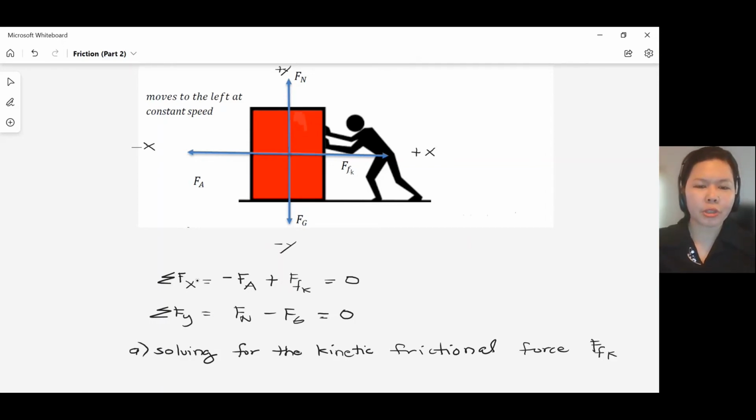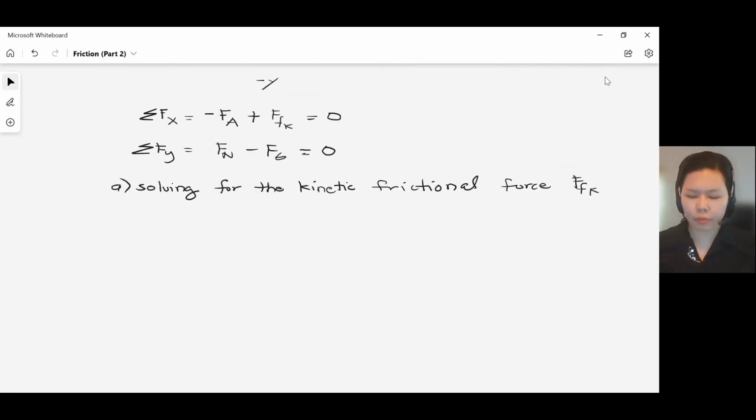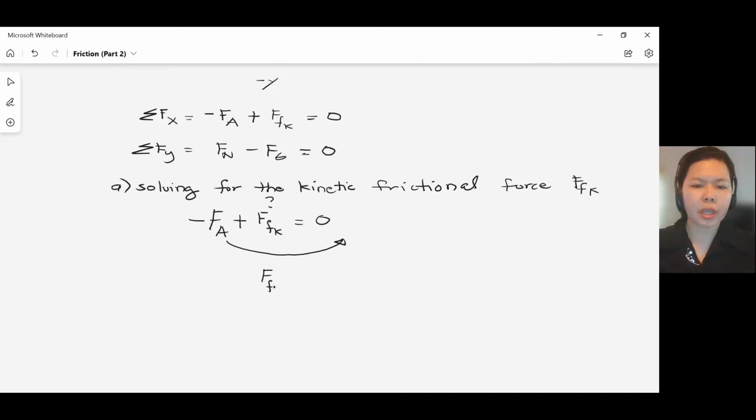Looking now at our two equations, we can use the summation of F sub x. So we have minus F sub A plus F sub K equals 0. You want this F sub K, so we transfer negative F sub A to the right side of the equation, leaving F sub K on the left side and positive F sub A. In the problem, the applied force is the constant pushing force, 350 newtons. It's given. So that's the answer, 350 newtons. So that's also the F sub K.